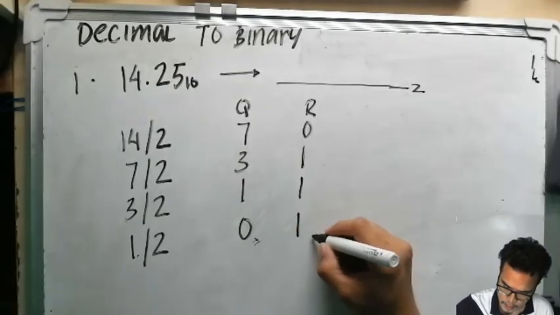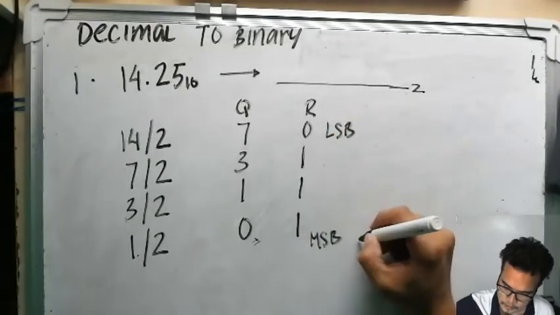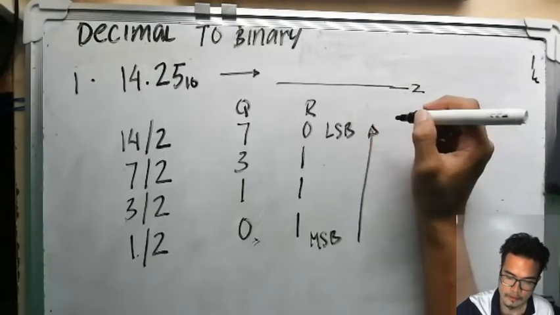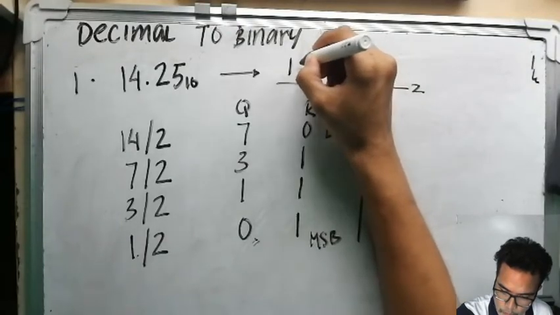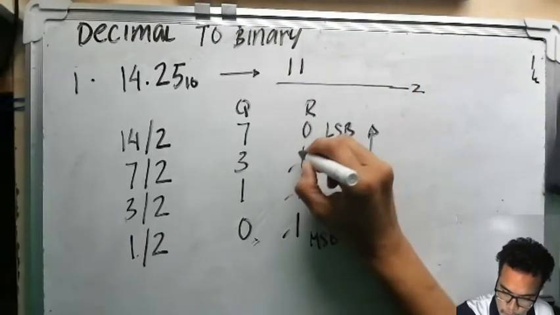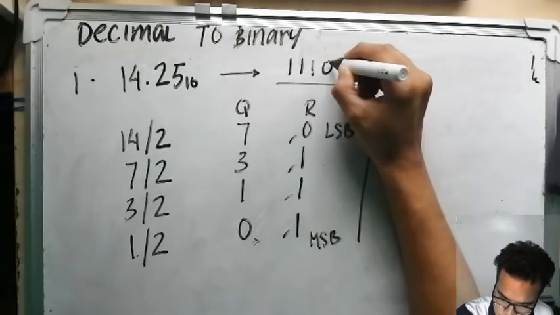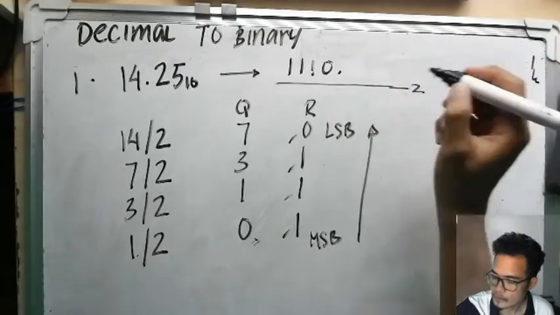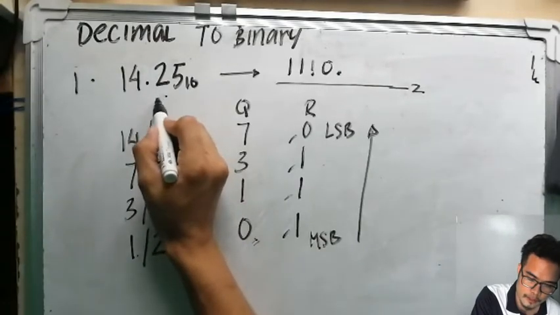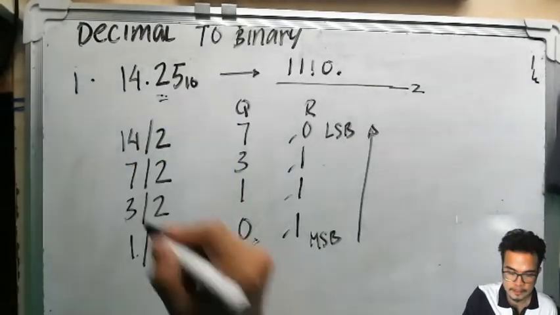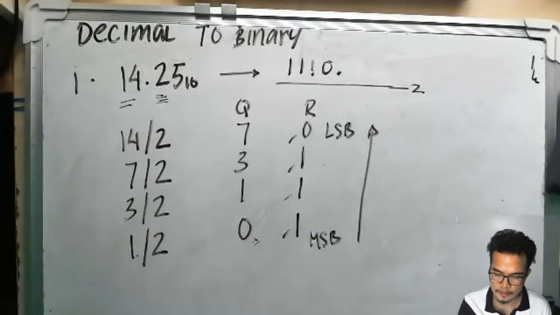Then this is our MSB and this is our LSB. Then write 1, 1, 1, 0. Next, compute the fractional part. This is the integral part, 14, then the fractional part, 0.25. So let's proceed.